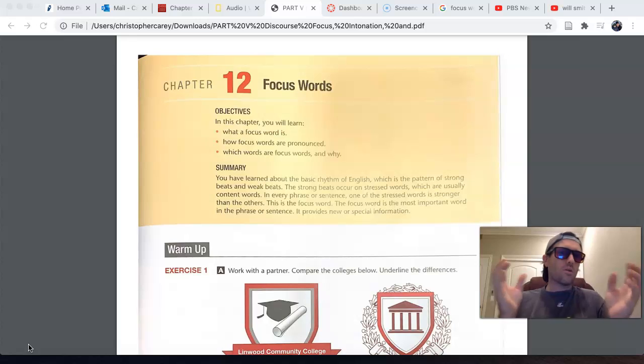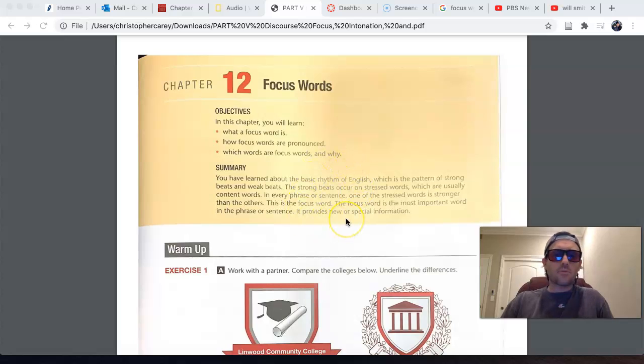Within a sentence, you have several content words, and only one of those content words we call the focus word, and that's what we're going to look at in this chapter. In this chapter, we will learn what a focus word is. We'll learn how focus words are pronounced differently from the other content words, and then which words are focus words and why.